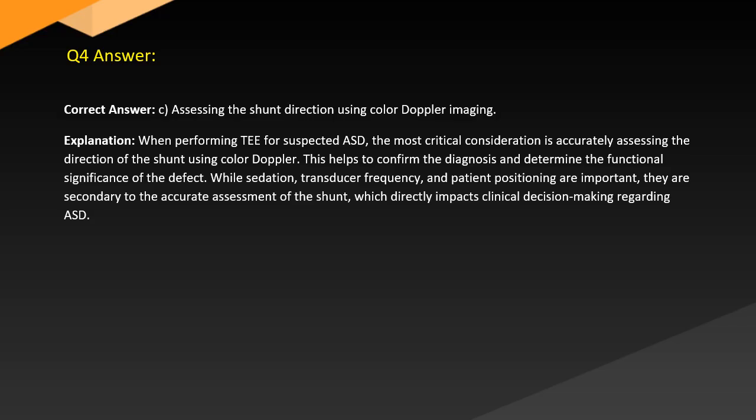Answer. Correct answer: C. Assessing the shunt direction using color Doppler imaging. Explanation. When performing TEE for suspected ASD, the most critical consideration is accurately assessing the direction of the shunt using color Doppler. This helps to confirm the diagnosis and determine the functional significance of the defect.